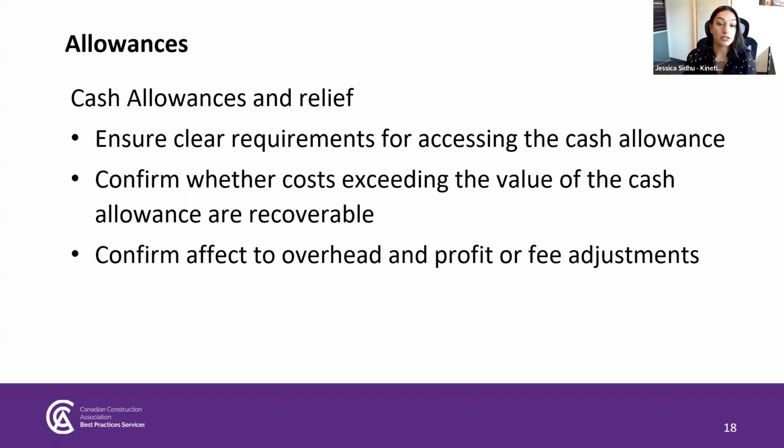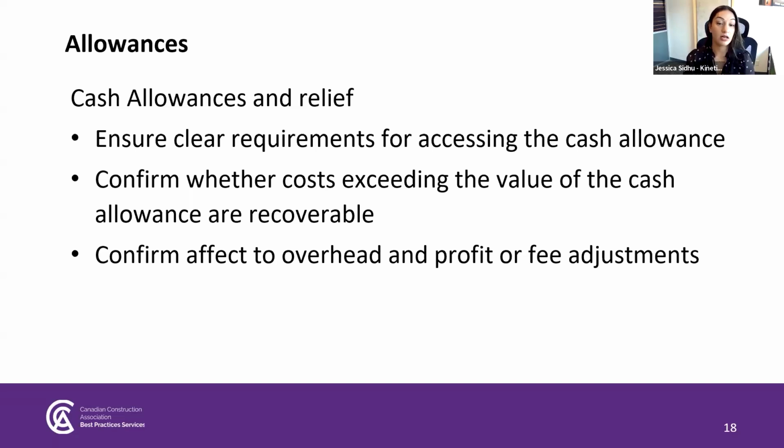Similarly, it's important that the contract expressly states whether the contractor is entitled to relief if costs exceed the value of the cash allowance for a given item. Failure to do so can lead to further dispute with the owner and potentially erode the contractor's fee. It's important to ensure the contract addresses adjustment to overhead and profit or fee due to the expenses in excess of the cash allowance or unexpended cash allowance values.